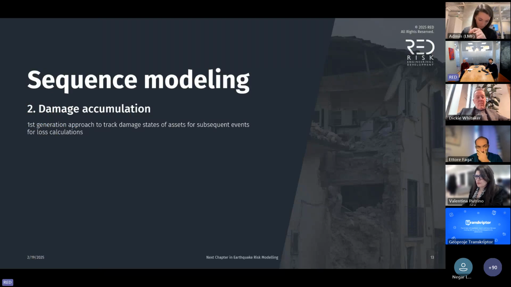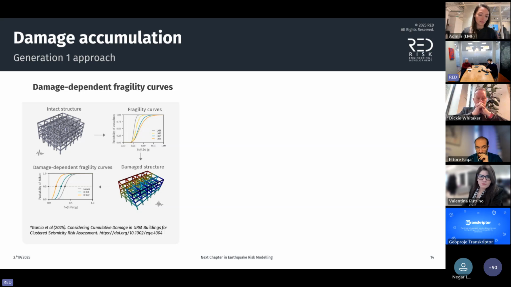Now let's say a few words about damage accumulation. That's the flip side of the coin of the sequence modeling. We introduce what we call a first generation approach to track damage to assets throughout the year, to keep track of damage that the subsequent events in the sequence inflict on buildings, and the accumulation of damage. Now we are basing ourselves off of methods called damage-dependent fragility curves, and what they essentially try to do is to model the elevated likelihood of damaged buildings to be even further damaged. In other words, a building that is already damaged, say it has a few cracks, has a greater likelihood of collapsing as opposed to a building that was undamaged when the second shock hit. So that's what it does.